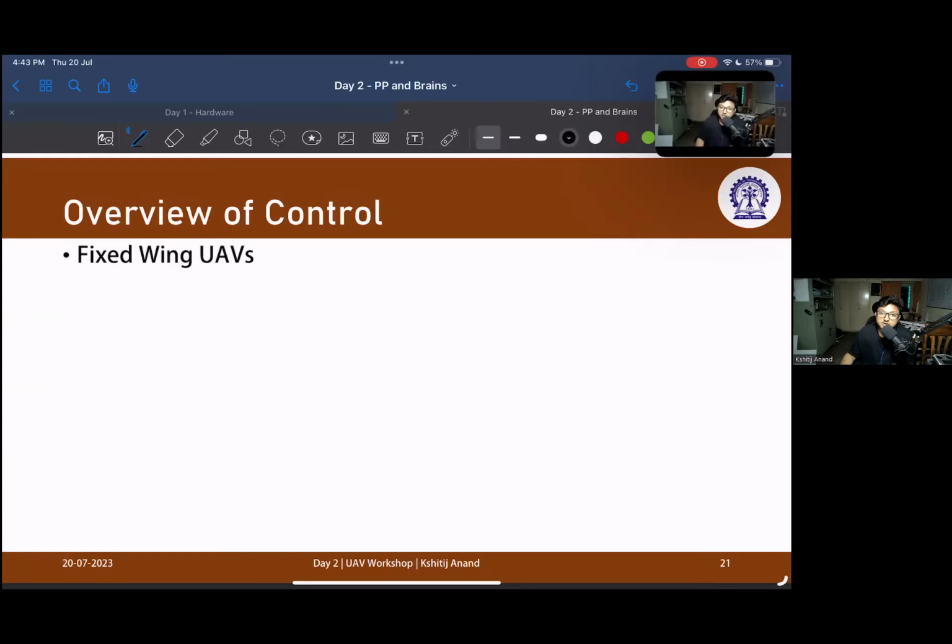Now, how do we deal with fixed wing UAVs? So this was the quad rotor UAVs. Now I will talk about the fixed wing UAVs. So for fixed wing UAVs, I will not give you the specific mathematical equations because they're very complex. So you need to have a proper study about that.